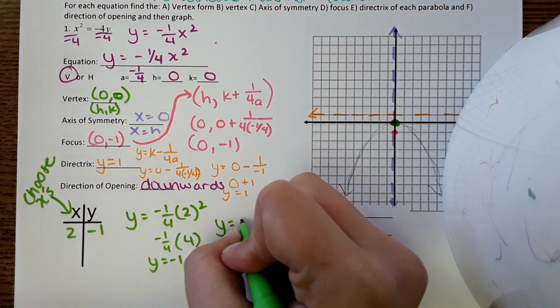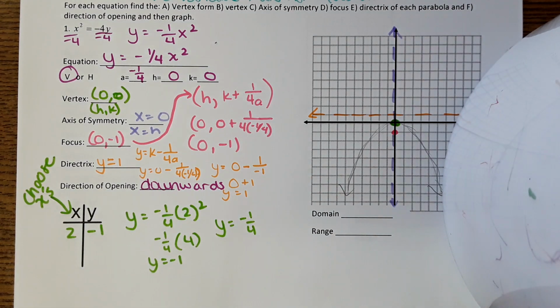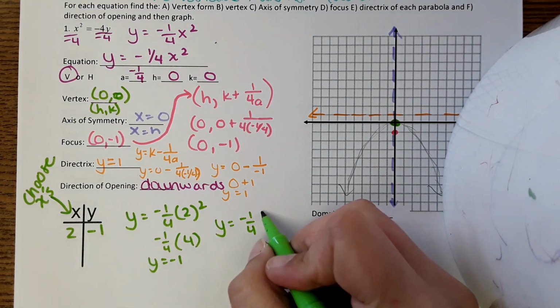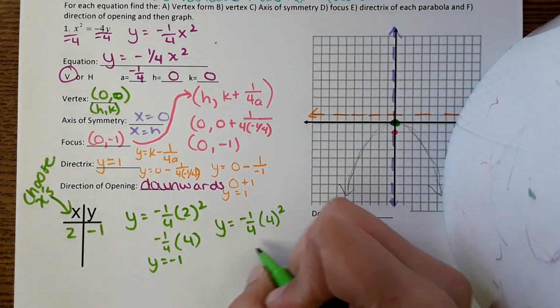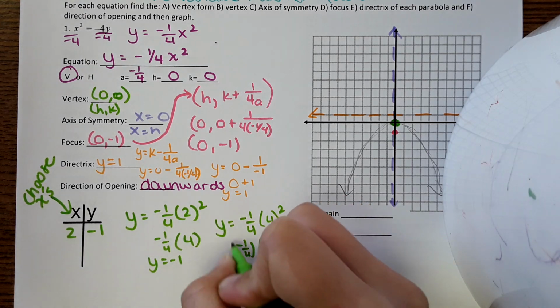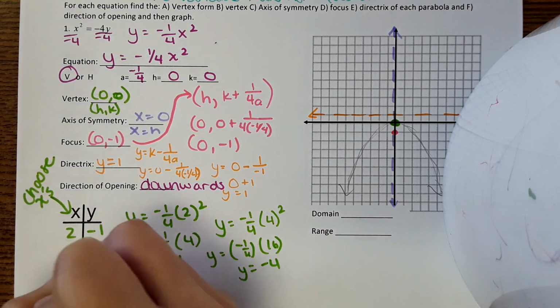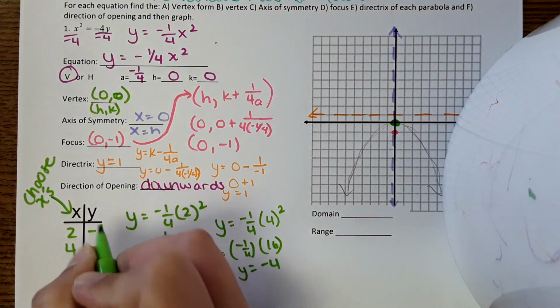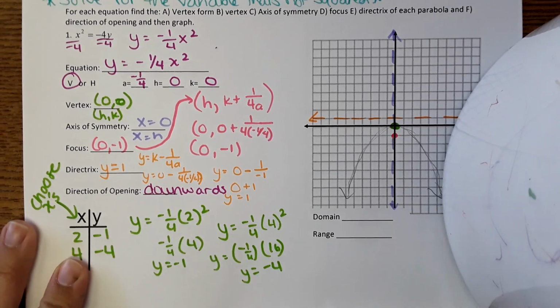Y equals, again, negative 1/4. Another good number might be 4, because 4 squared will be 16, and then I'll get a whole number as well. So 16 times negative 1/4. Then graphing these two coordinates over here.